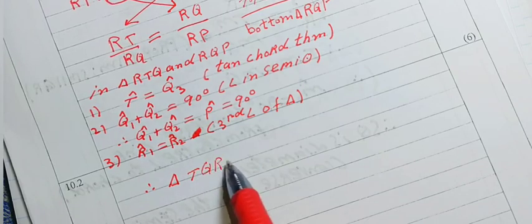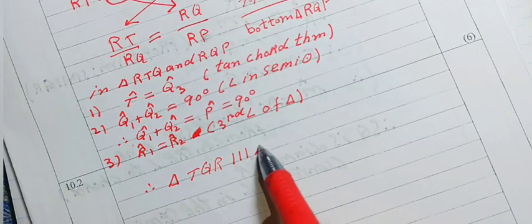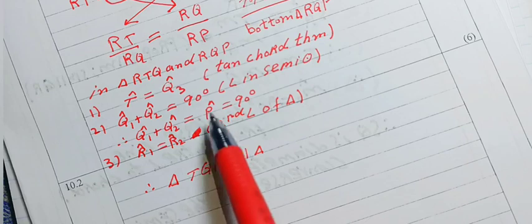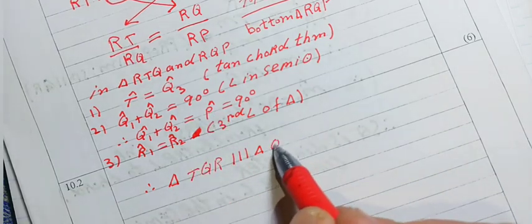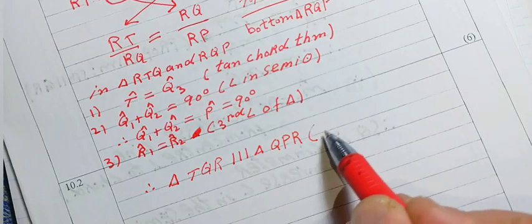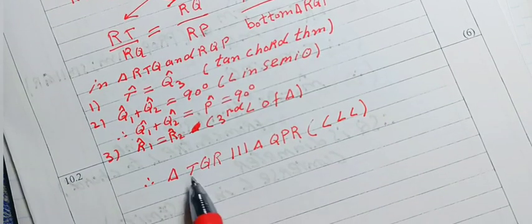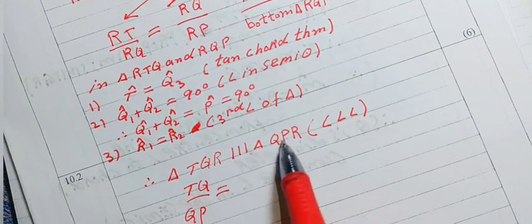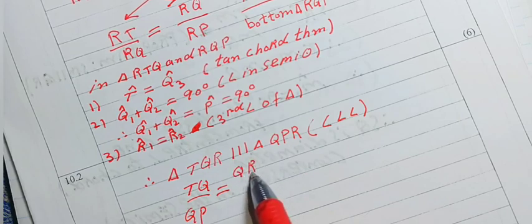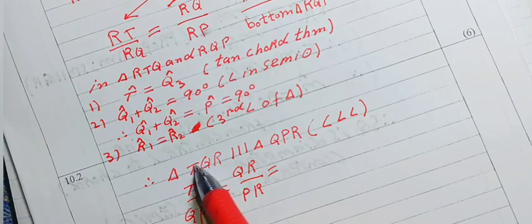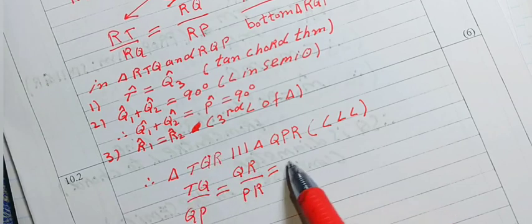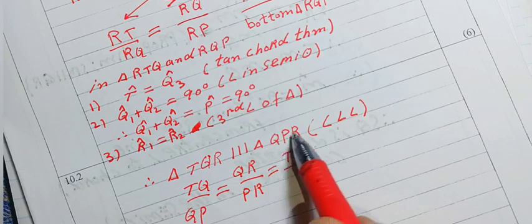Triangle TQR is similar to triangle QPR. The reason is angle, angle, angle. Now we're going to write the proportions. TQ over QP is equal to, first two, last two, QR over PR, which is equal to, first and the last, TR over QR.